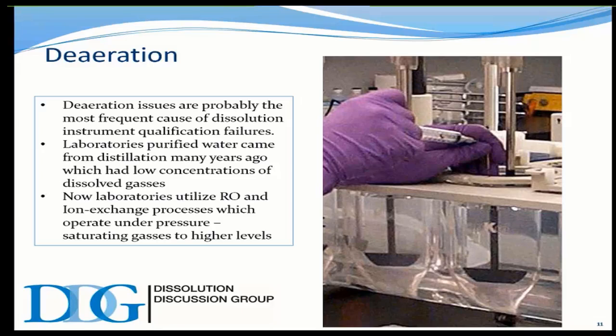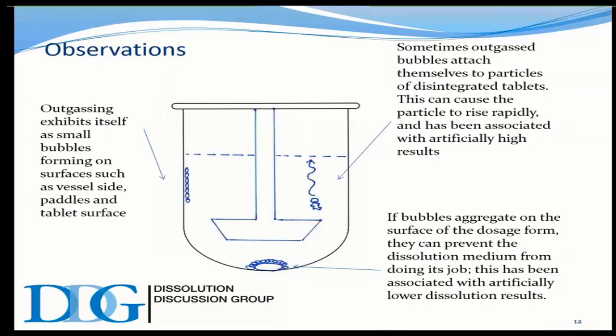And many older ones may not have been greatly affected by the purified water from distillation, but now things are quite different. Ion exchange beds and reverse osmosis systems are used, which operate under pressure, in some cases extreme pressure, and this saturates gases to much higher levels. Typically we may see about 8 or 9 to 10 parts per million, and this can be double that when it's pressurized. So this is a big difference to understand between how testing occurred 15 years ago and more, and how it is today.